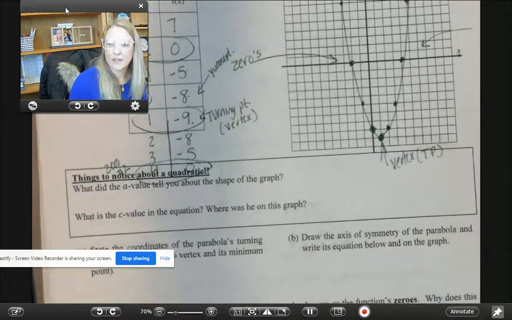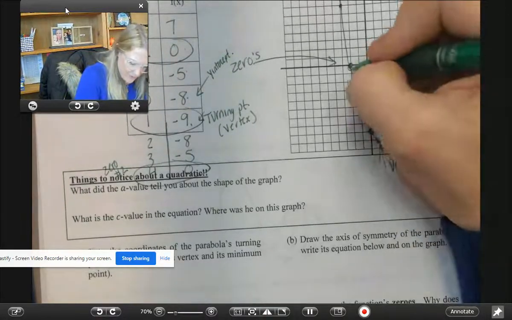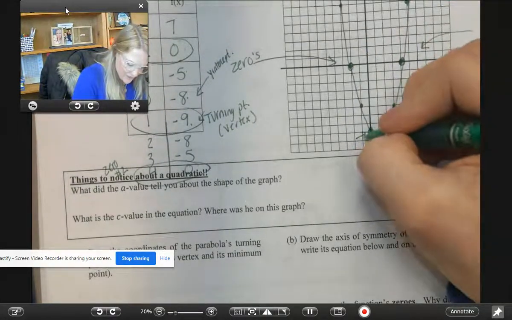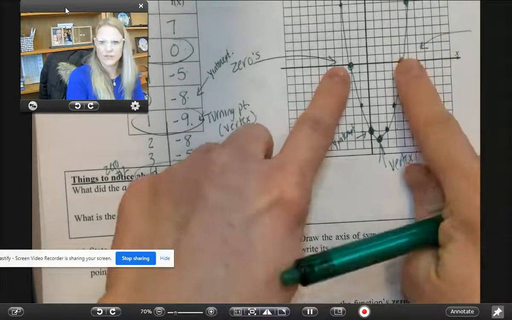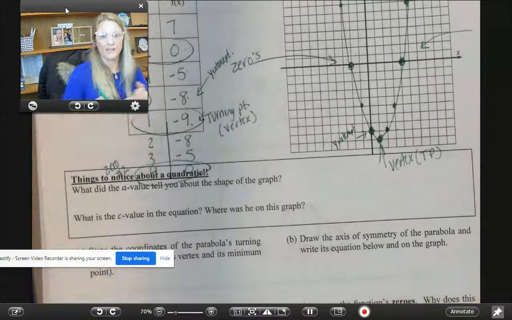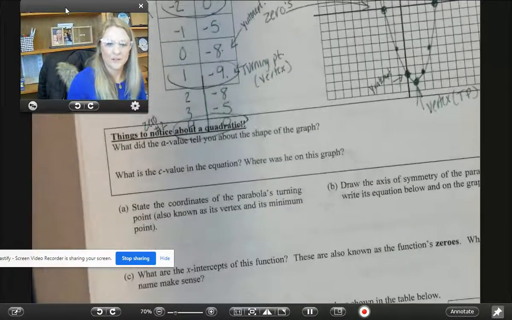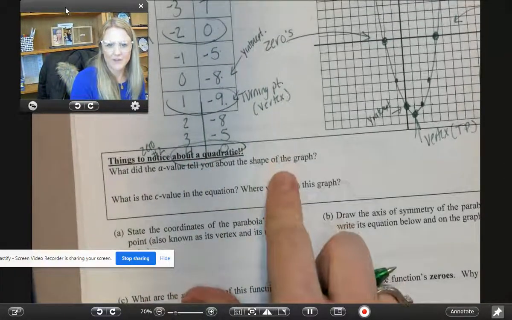Turning point, okay? Here's your zeros, like I labeled before. Here's your y-intercept. And like I said, on Delta, you have to do the vertex and 2 zeros and then any other 2 points you want, and it'll create the shape for you. Okay? So what did the a value tell you about the shape of the graph?